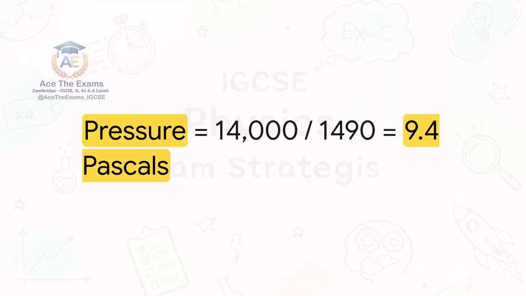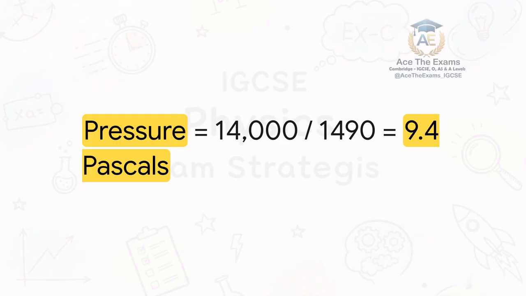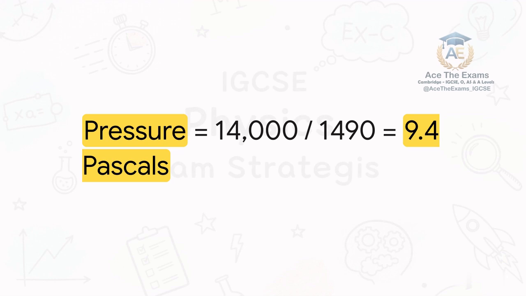Pressure equals 14,000 divided by 1490, giving 9.4 pascals. Now, on the surface, this looks like a perfectly logical calculation for an exam question involving mass and area. You take the numbers given to you, you plug them into the equation, and you get a nice clean decimal. But I'm telling you right now, this is a fatal, incredibly common error.